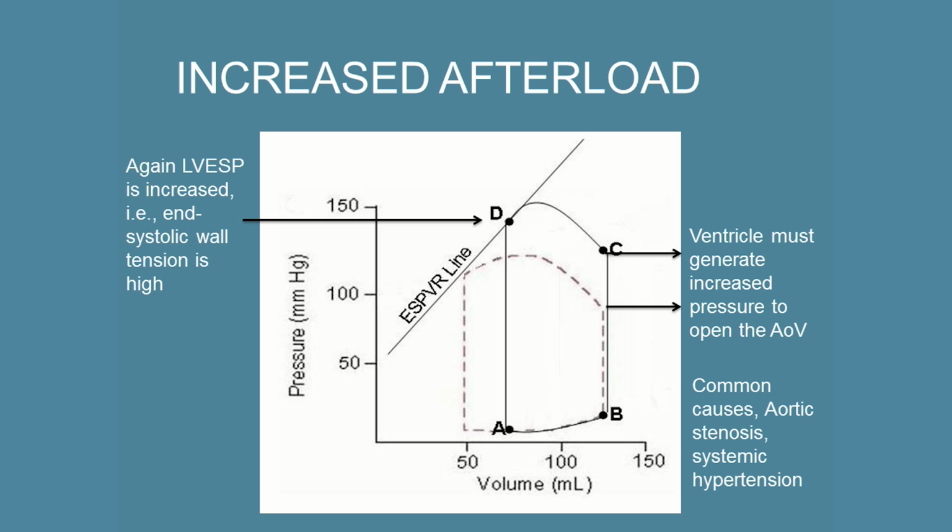When the valve opens, ejection occurs, but left ventricular end systolic pressure is high, yet stroke volume is decreased. So much of the energy goes into increasing pressure, there's less left over for ejection. Left ventricular end systolic pressure is increased, so end systolic wall tension must be high. Common causes of increased afterload include aortic stenosis, where it takes a lot of pressure to open a stiff aortic valve, or systemic hypertension, where again it takes more pressure by the left ventricle to generate ejection.